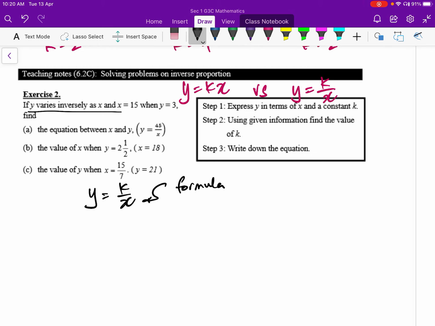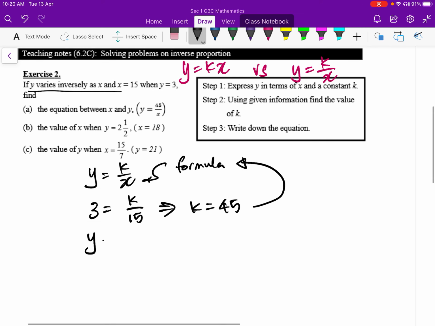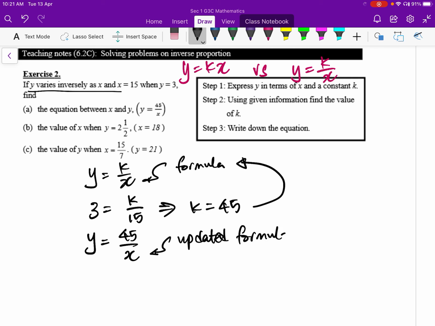We can substitute them in. You can call it x0, y0, or you can just directly put in the numbers. So 3 equals k over 15. Therefore, we find k equals 45. 3 times 15, 45. And now we update our formula. K is now equal to 45. Let's update it. Y equals 45 over x. This is now our updated formula. And now we'll always be using this already.